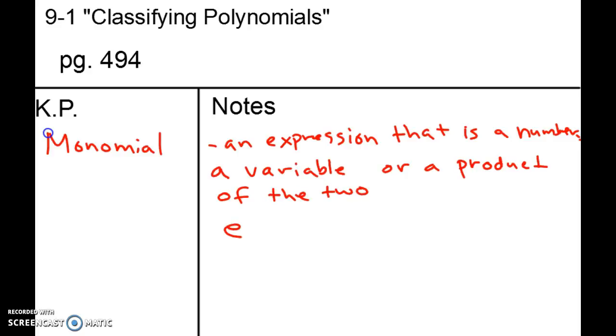Some examples: just a number like 12 would be considered a monomial. Just one variable, y, that would be a monomial. 3x would be a monomial. And you could also have multiple variables, everything put into one, and that would be a monomial. We've talked about it as a term. This would be the full expression: just the number, the variable, or a product of the two.